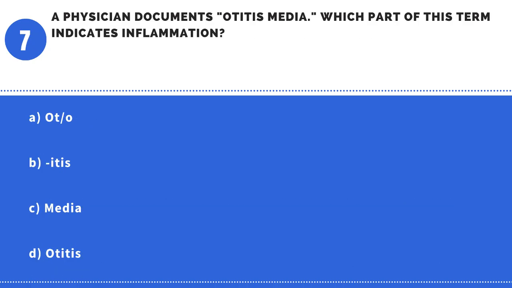Question 7. A physician documents otitis media. Which part of this term indicates inflammation? A. Oto. B. Itis. C. Media. D. Otitis.